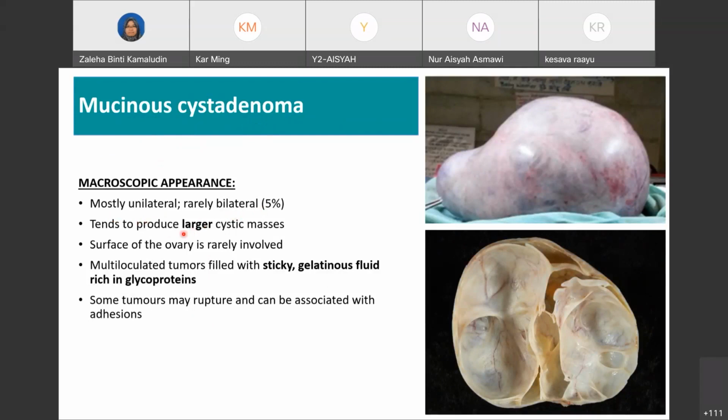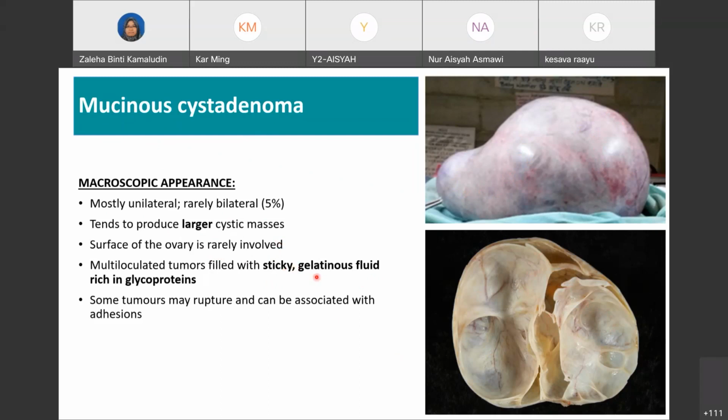Again, it has a tendency to produce larger cystic masses, and the surface of the ovary is rarely involved. What happens when you see this one? This is actually a quite huge ovarian tumor, and you can see the tumor shows a glistening appearance, looking the same as the serous tumor. However, this tumor has a multiloculated surface, and it has a sticky gelatinous fluid.